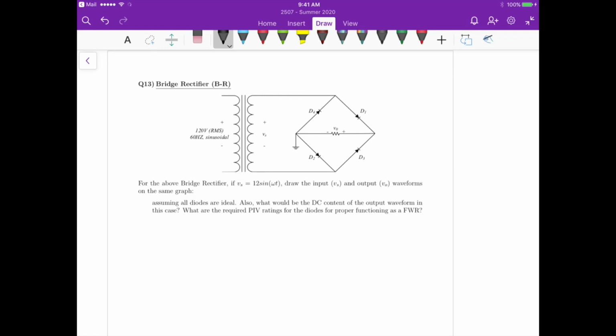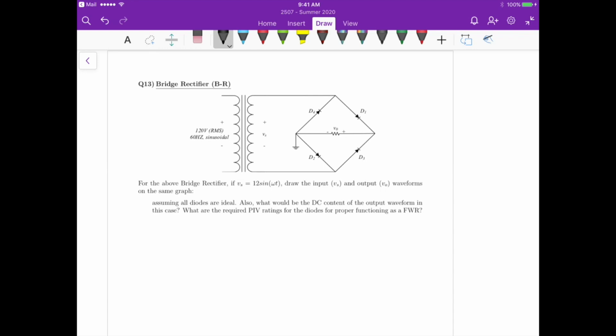For question 13, we have a bridge rectifier. For this bridge rectifier, we know that the voltage at the secondary is 12 sine omega t, right? That's the 12 volts is the peak of Vs. We need to draw the input and output waveforms on the same graph, assuming all diodes are ideal.